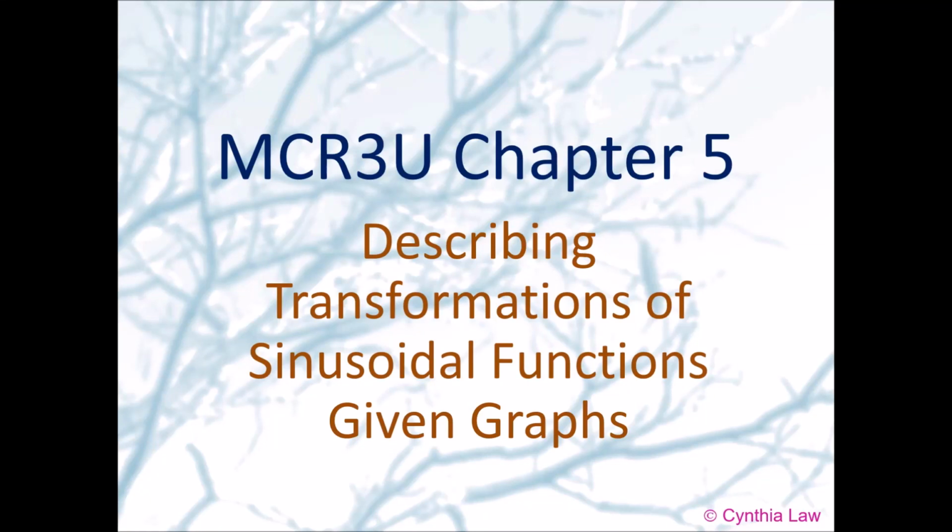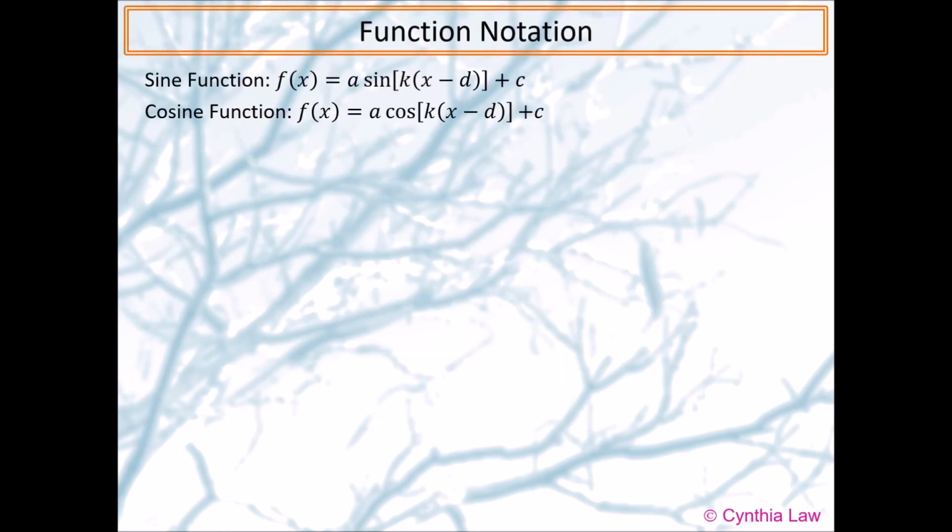Describing transformations of sinusoidal functions given graphs. Function notation. The sine function is written as f(x) = a sin[k(x - d)] + c.